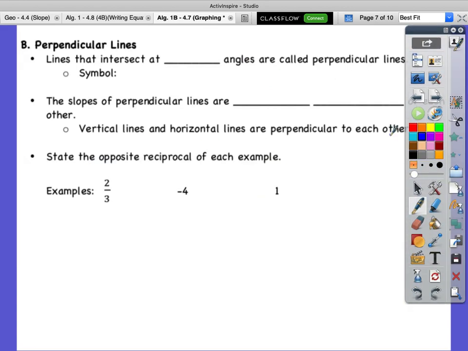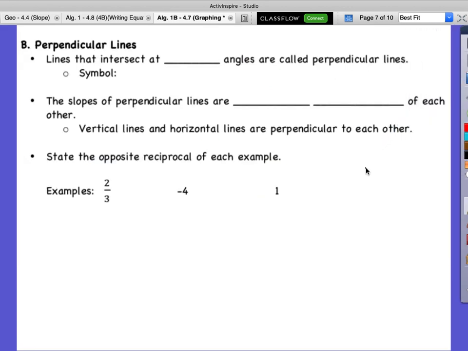Let's go to the next page here. We're going over perpendicular lines. So we went over parallel lines. Parallel lines never, ever, ever touch. We said, hey, it's like the line on the ceiling, like the stripes on the flag, like railroad tracks, like the lanes of a street.